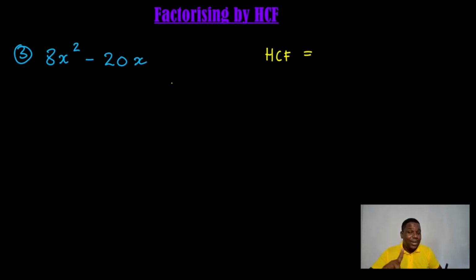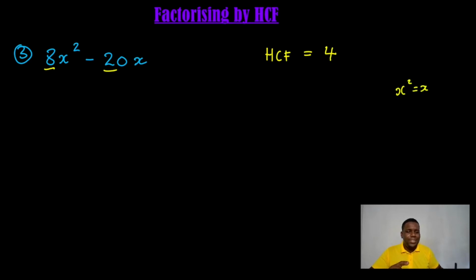We're finding one highest common factor, but we focus on the coefficient first, then each variable. So let's look at the 8 and the 20. What is the highest common factor of 8 and 20? It's 4. So 4 is the highest common factor for the 8 and the 20. And for each variable, for the first variable, we have x squared.